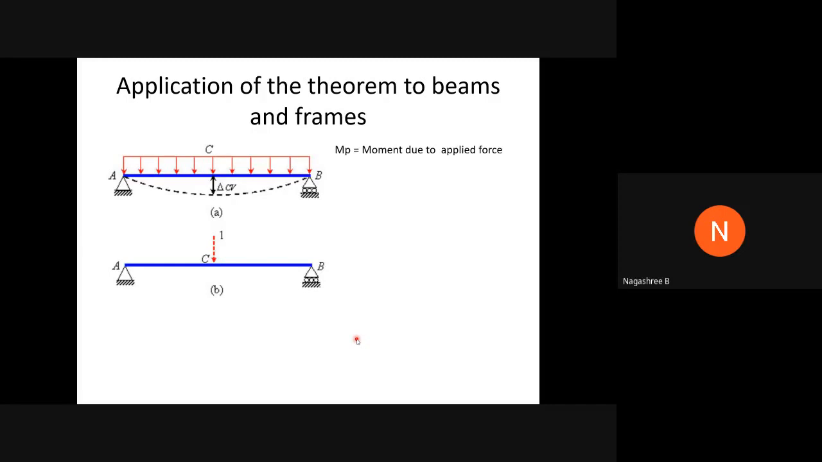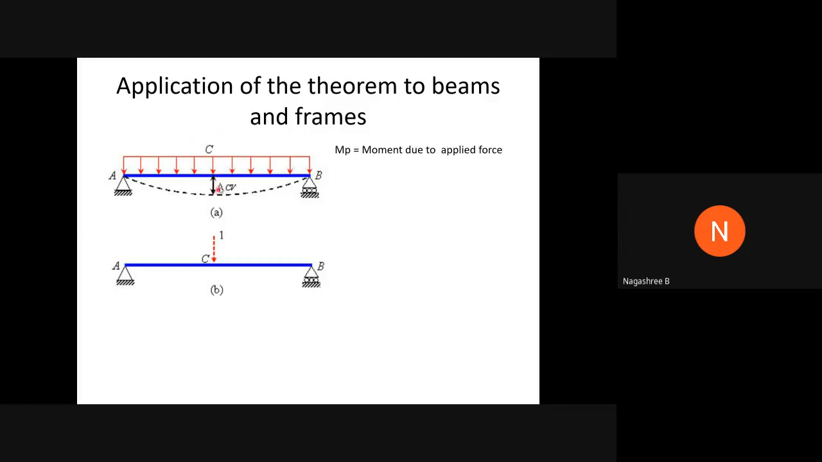Suppose here I have considered a simply supported beam. You can notice a simply supported beam, and it has a length equal to L. This simply supported beam is also considered to be carrying a uniformly distributed load of magnitude W. Here, C is the midpoint.